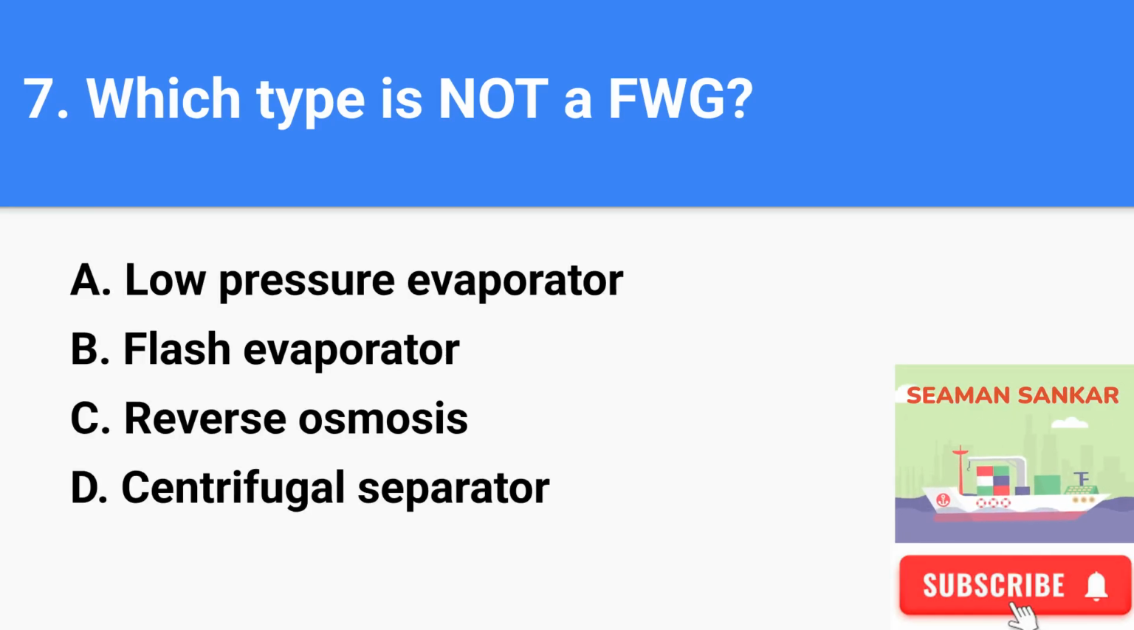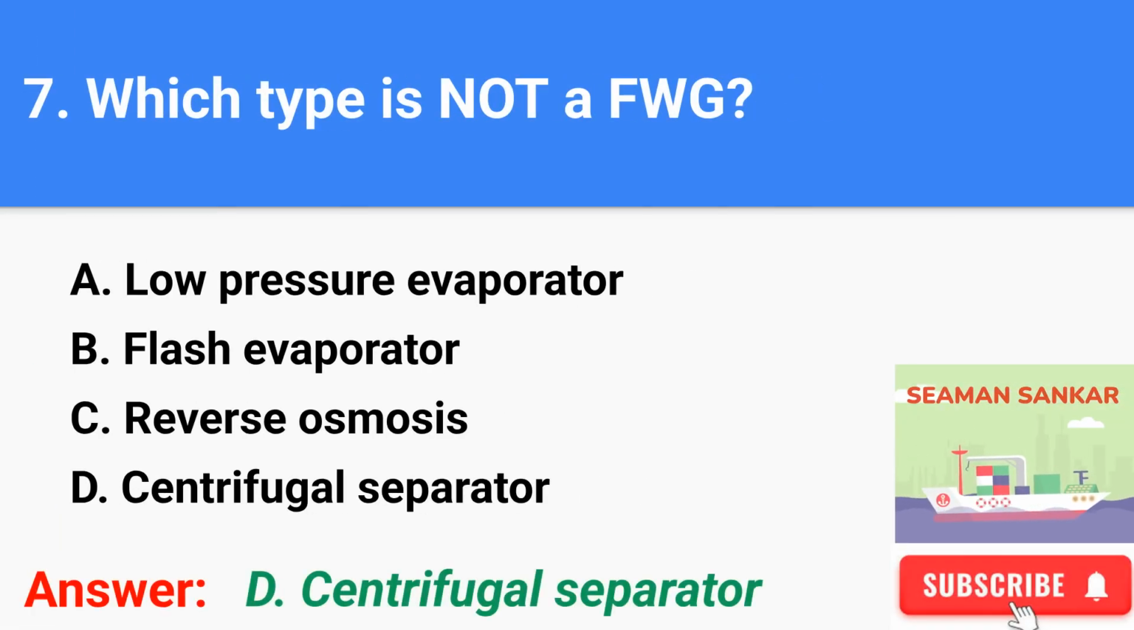Question 7. Which type is not a freshwater generator? A. Low pressure evaporator. B. Flash evaporator. C. Reverse osmosis. D. Centrifugal separator. The correct answer is D. Centrifugal separator. Low pressure evaporators, flash evaporators, and reverse osmosis units are all types of freshwater generators. A centrifugal separator is used for purification, not distillation.